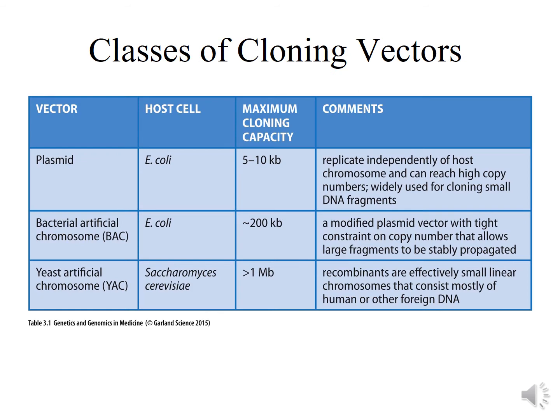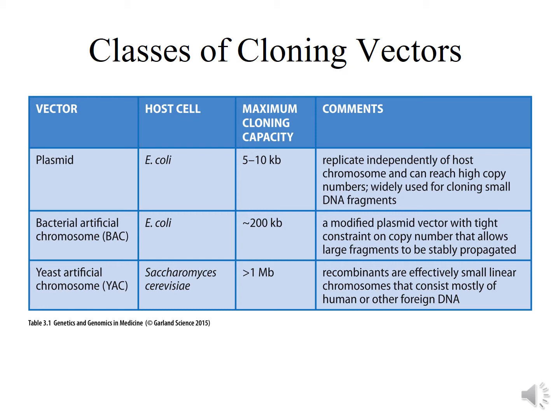Cloning vectors. Several types of cloning vectors are available for use in the laboratory. These include the plasmid, the bacterial artificial chromosome, otherwise known as BAC, and the yeast artificial chromosome, or YAC. Their host cell, maximum cloning capacity, and utilizations all differ. First, let's consider the plasmid.